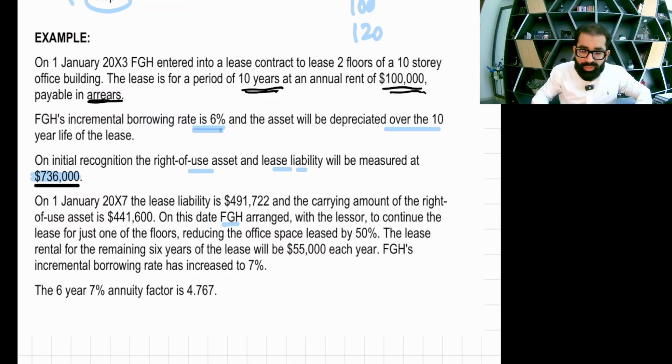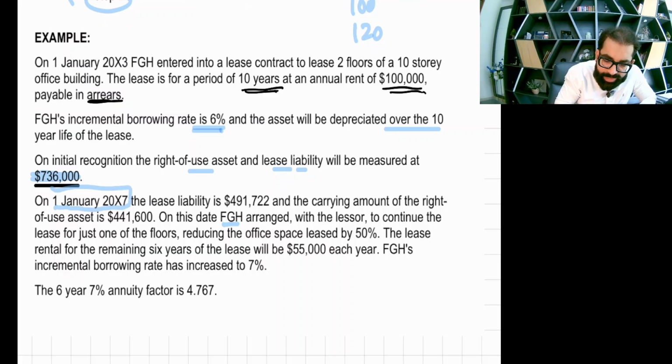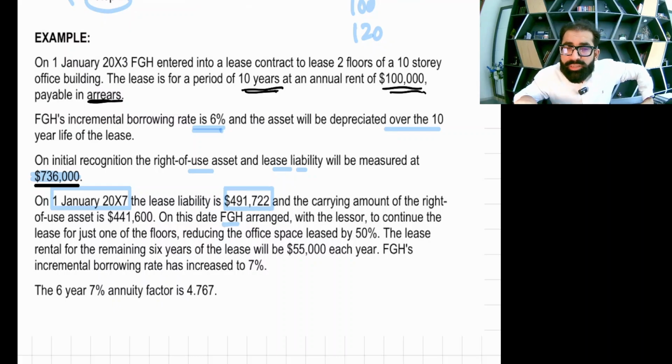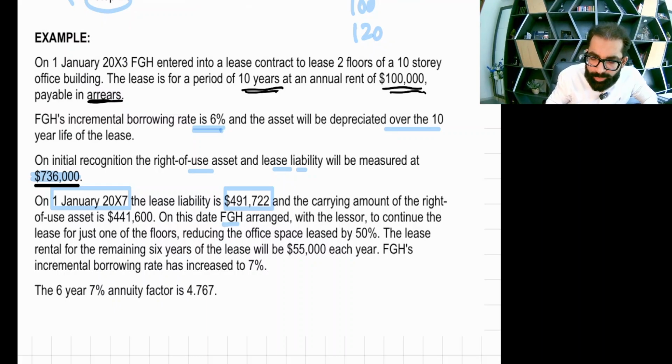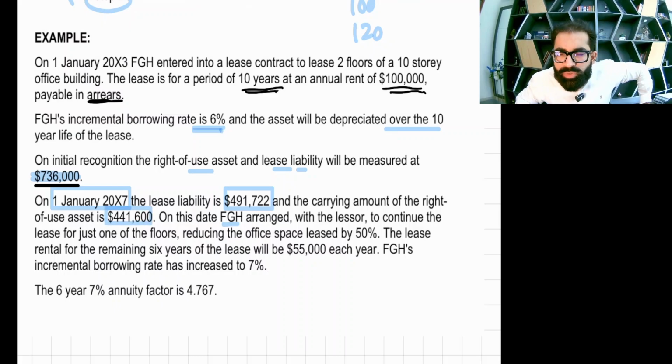That's it. Now, after 4 years, on 1st January X7, this is the date of modification. Now you will see some modification. And at this date, the lease liability is 491,722. Now, they have given you ready-made lease liability. Definitely after 4 years, LAS working, lease amortization schedule working. This is the lease liability at 1st January X7, just before modification. And the carrying amount of right of use asset. How to calculate carrying amount? Definitely in last 4 years we must have booked depreciation as well.